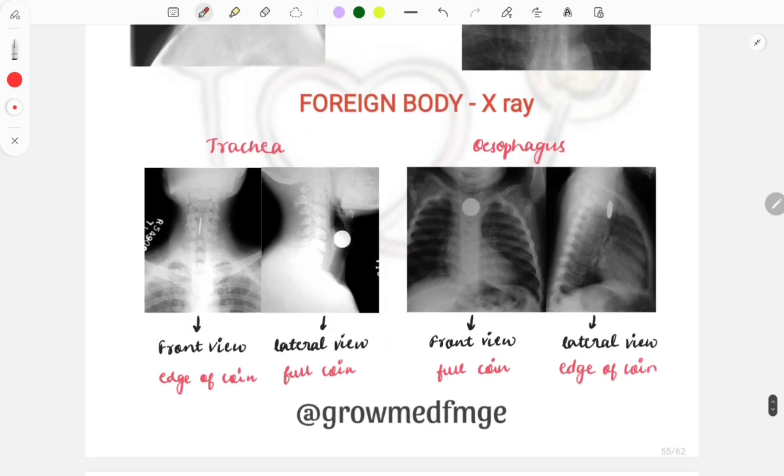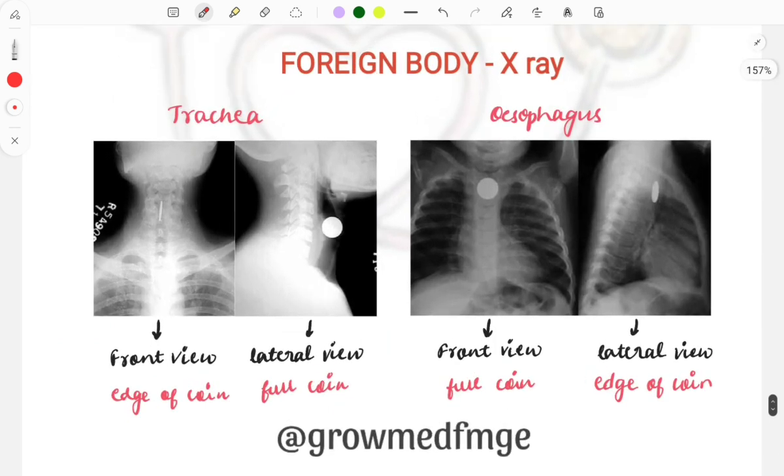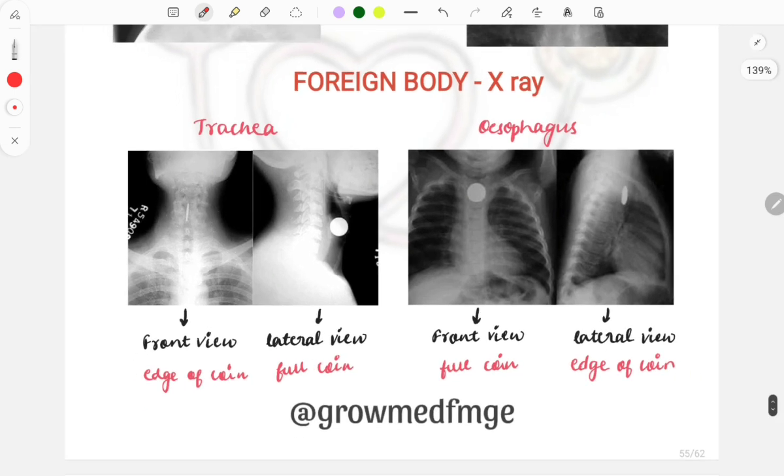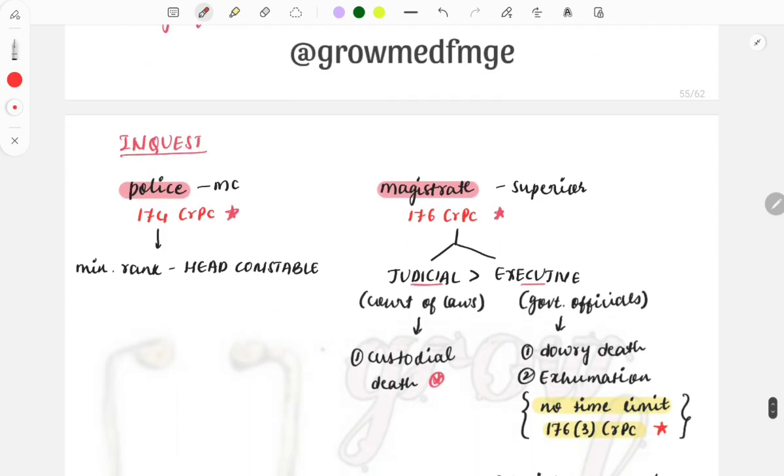Then foreign bodies on the chest X-ray. So if a foreign body is in the trachea, it looks something like this. So from the front it will look like the edge of the coin and in lateral view the full coin will be seen. In case of the esophagus, in the AP view, meaning from the front, you will see the full coin, and in the lateral view it will look like the edge of the coin. Okay, so these are the differentiating things between the trachea and the esophagus.